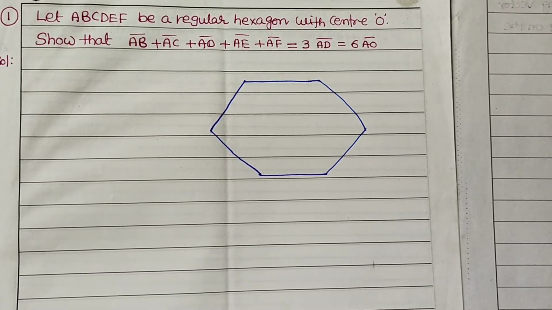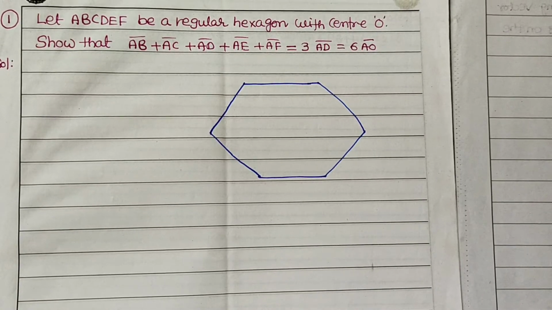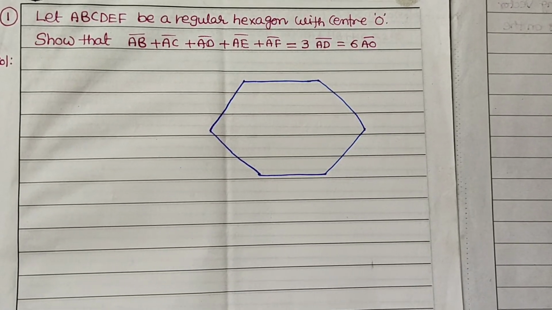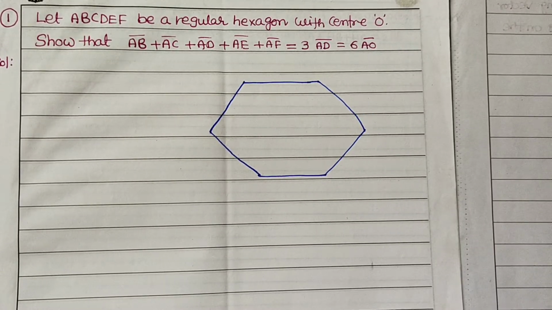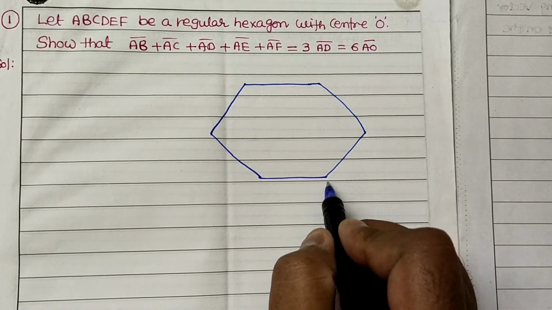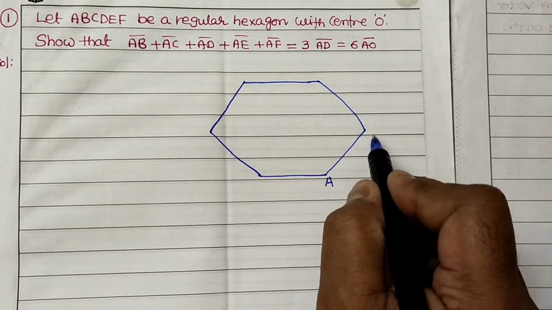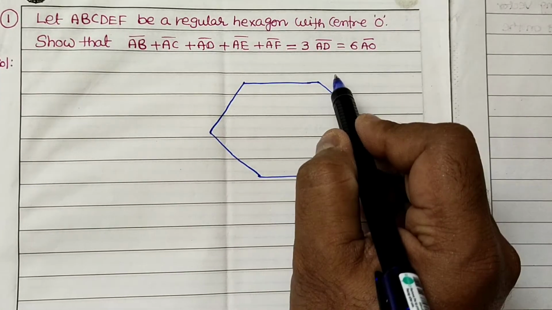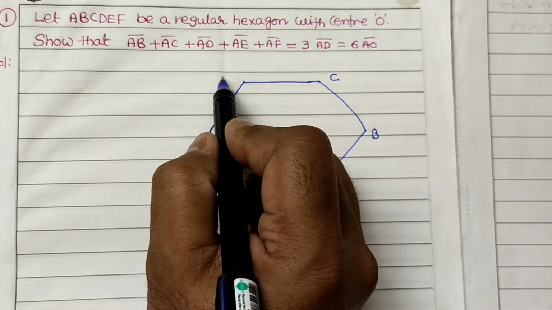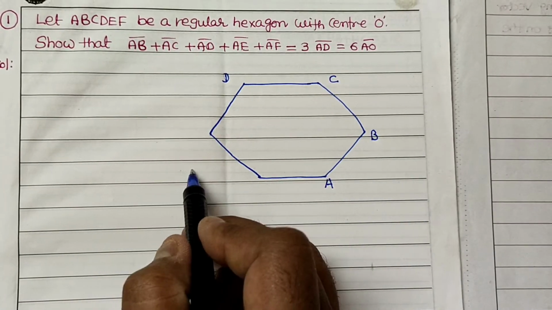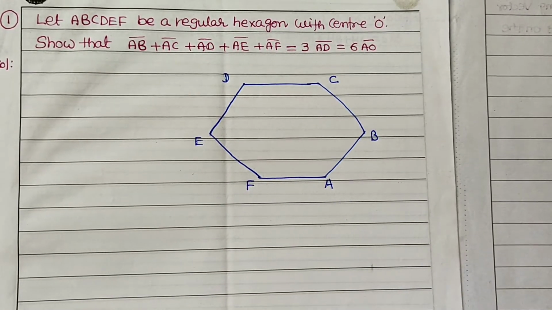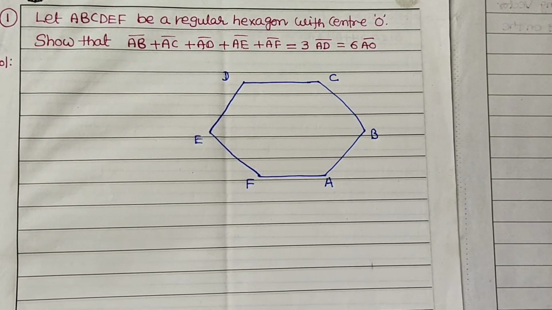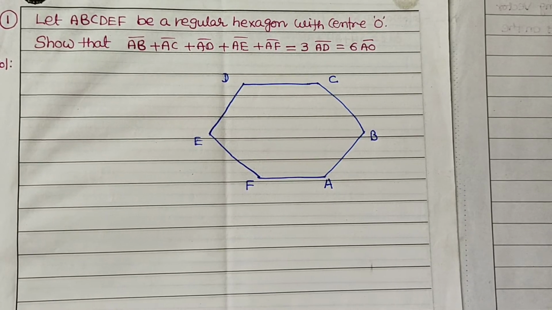So in this figure, you have to plot the points, what is A, what is B, what is C. Like I'll start from here, A, B, C and D, E and F. This is the regular hexagon.